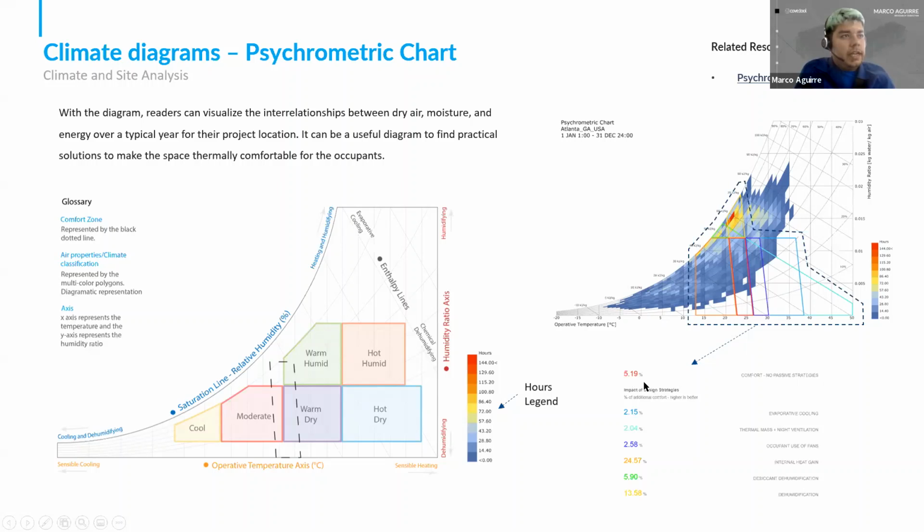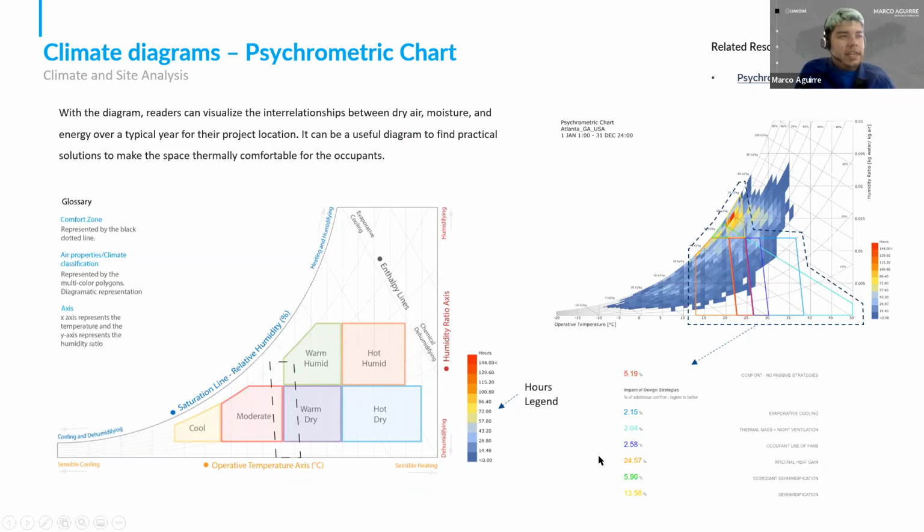So in this example, in Atlanta, 5.19% of the year, it's completely comfortable. And then the other polygons where other conditions are occurring. You want to try to identify the highest percentage and see how you can incorporate that as one of the passive strategies. So this really helps you shortlist which ones to go for.